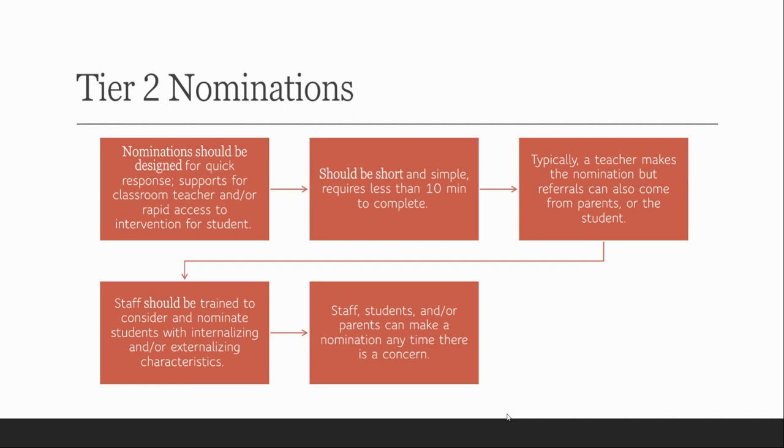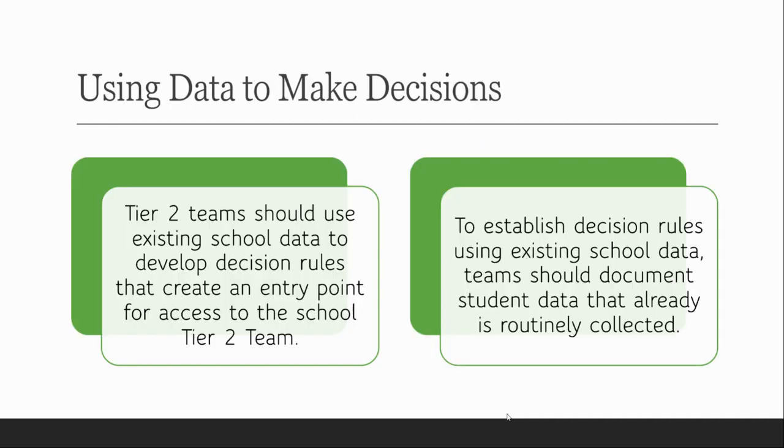And then lastly, staff, students, and or a parent should be able to make a nomination at any time they feel that there is a concern or that they're concerned about students. So a student should be able to enter into this tier two intervention at any point of the school year. And so that process should be available so that we are collecting data multiple times per year, as well as allowing nominations to happen at any point throughout that school year.